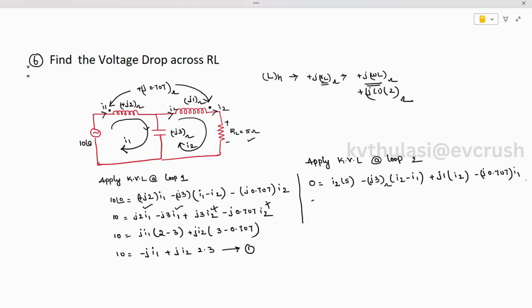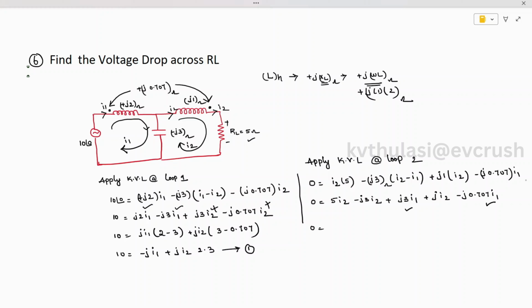So now let us try to solve. This is equal to 5 I2, and when you multiply it, this is minus J3 I2, minus into minus is plus J3 I1. So this value you are going to get J I2. This you are going to get minus J0.707 I1.